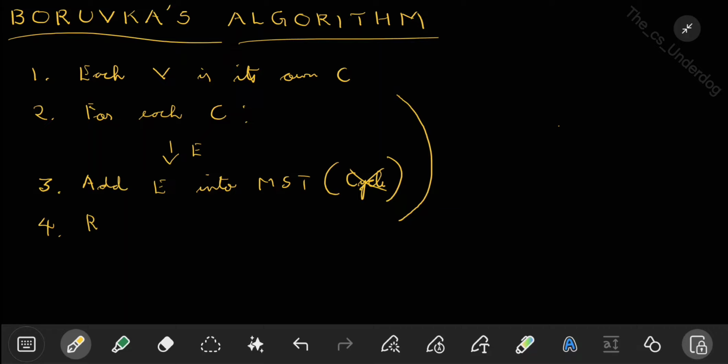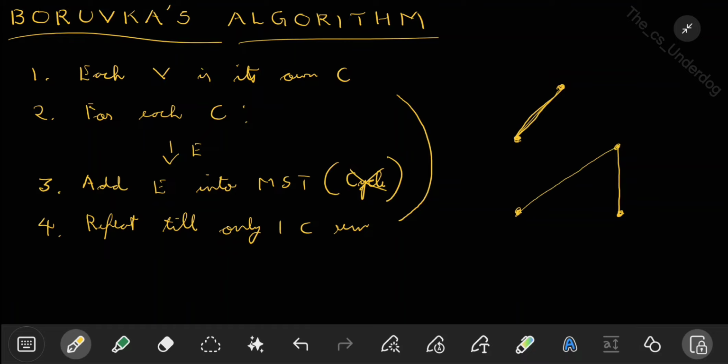After this, you have to repeat the same steps till you are left with only one component, till only one component remains. Till that point, you have to keep continuing this algorithm. For example, if in this graph, after the first phase, let us say for both this vertex as well as this vertex, this is the shortest edge, that is the minimum weight edge. And let us say for this vertex as well as this vertex, this is the minimum weight edge. And for this vertex, maybe this is the minimum weight edge.